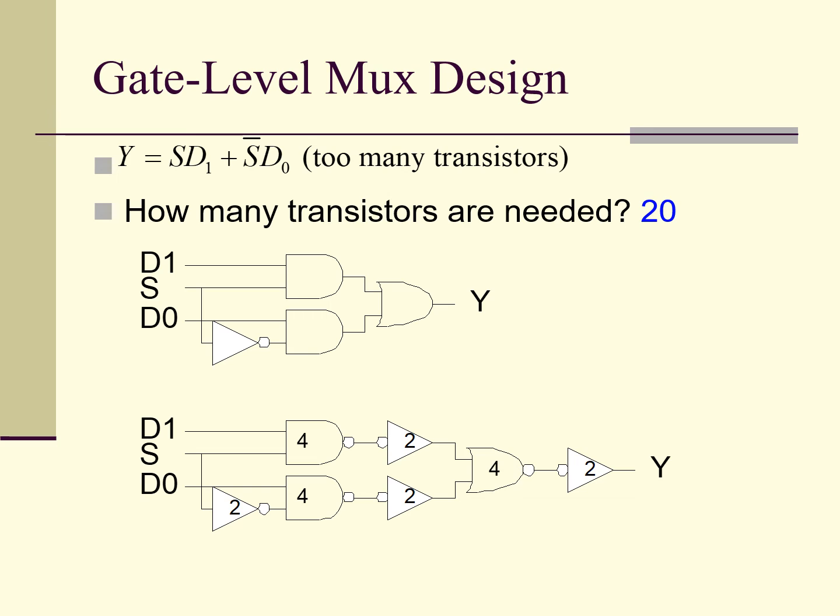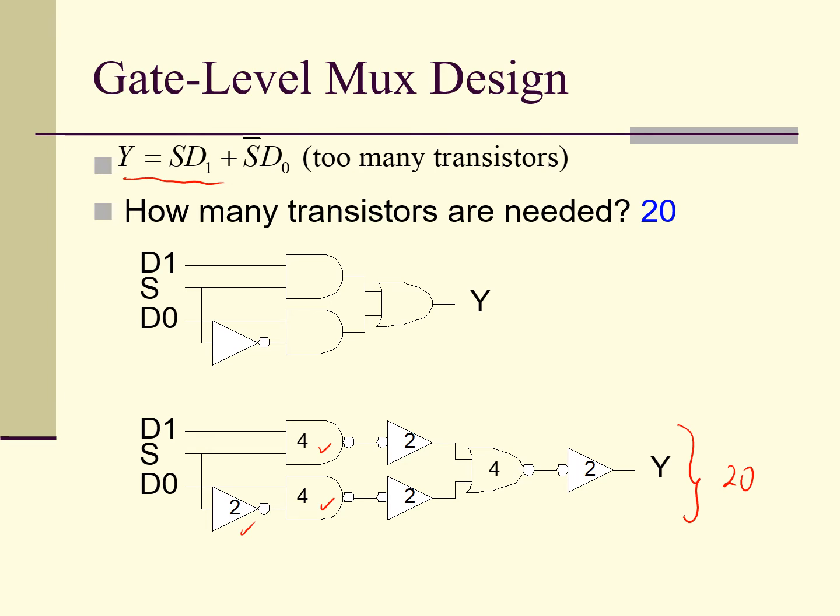In gate level multiplexer design, for this equation Y equals S D1 plus S bar D0, in this gate level, if you have the inverter here, it will have the NMOS and PMOS, and if you have the NAND, you have four transistors, and the rest. So if you add 2 plus 4 plus 4 plus 2 plus 2 and 4 and 2, you will have 20 transistors needed for this type of gate level multiplexer design.